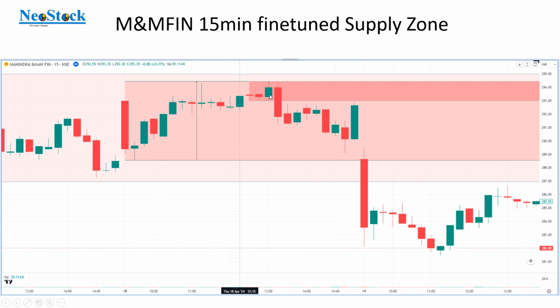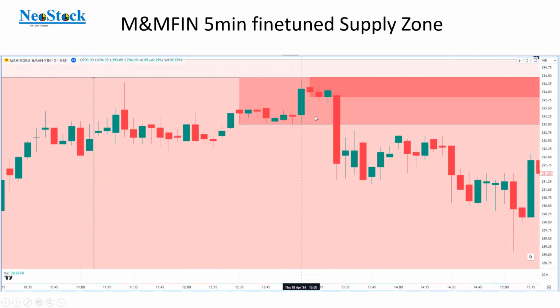Let us look into the 5 minutes time frame. So the candle is good. That's why we identified a good structure. We have a rally, 3 base candles and a drop candle. So we have a fine-tuned 5-minute zone.